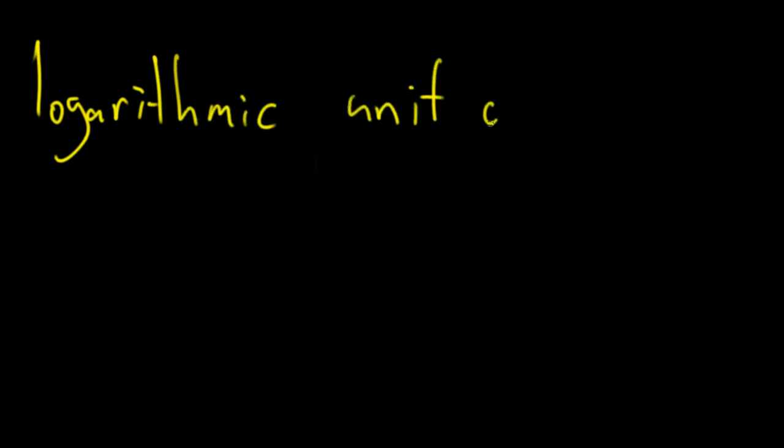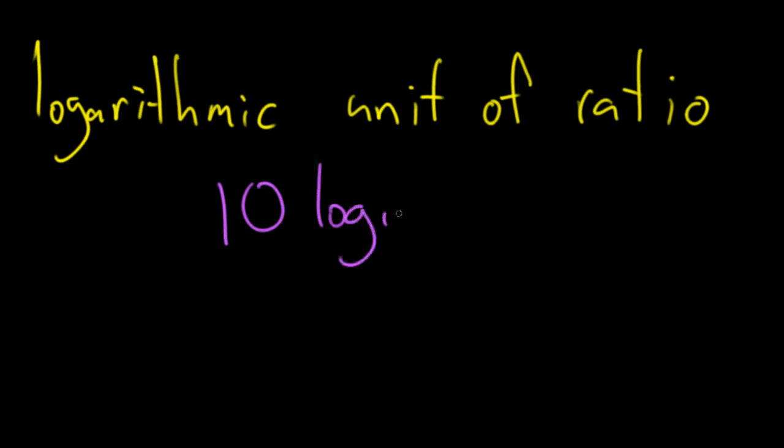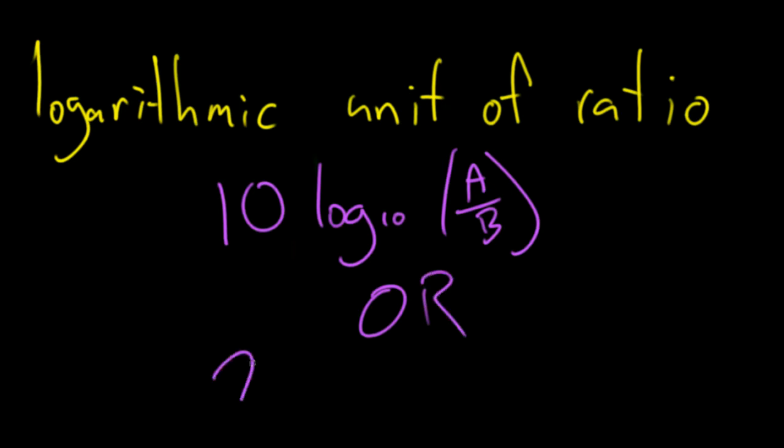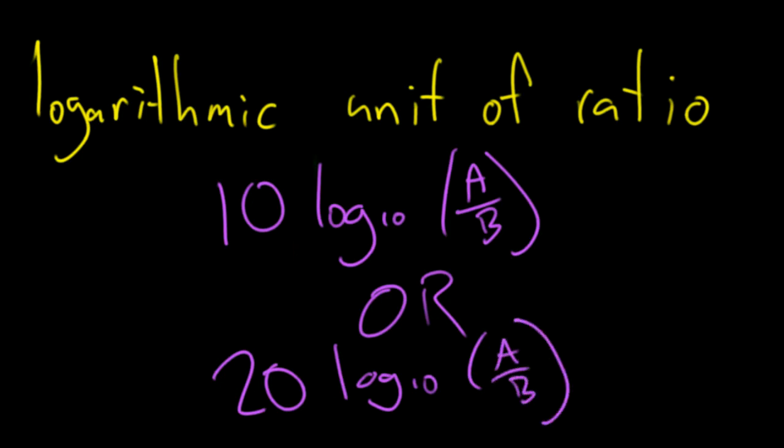So let's just take a little time and go over the basics of decibels and get comfortable with how to use them. When people first learn about decibels, they're usually told something like a decibel is a logarithmic unit of ratio. And they're typically given a mathematical definition, something like 10 times the logarithm base 10 of a ratio A over B, or 20 times the logarithm base 10 of the ratio A over B. Well, no wonder people are confused.